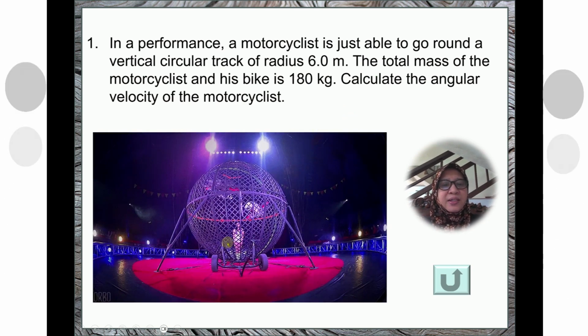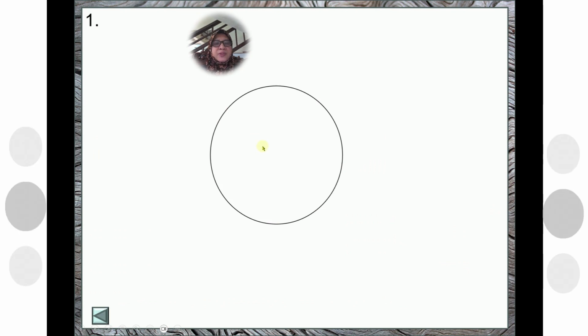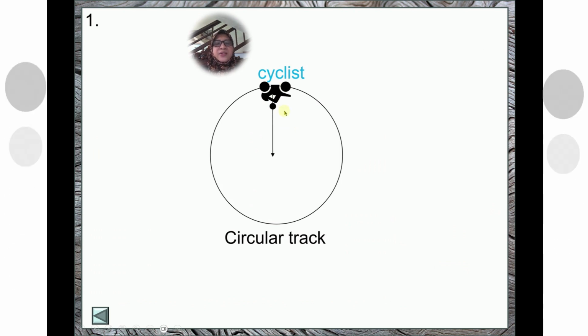So you can imagine like this. The motorcyclist is able to go round the vertical circular track. We draw the diagram as a circular track here, and then the motorcyclist at the top of the circular track. The forces that act on the motorcyclist are the weight of the motorcyclist together with the bike, and another force, the reaction between the motorcyclist and the wall of the track.